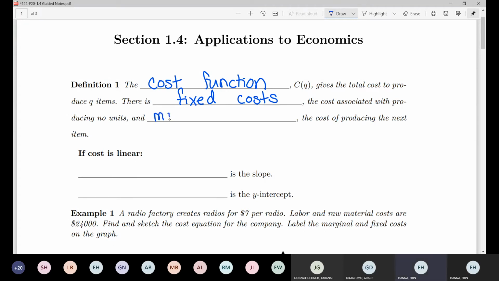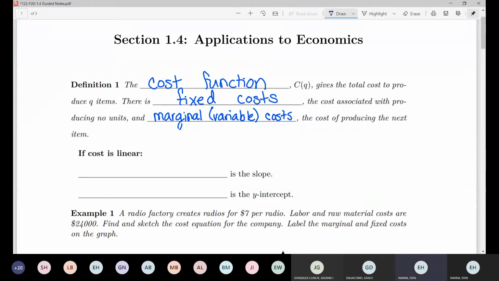And then we have marginal, which are also sometimes called variable costs. And this is the cost of producing the next item. So say you're crocheting blankets, and the amount of yarn you use for each blanket is worth $2. So for each other blanket you crochet, it costs you an extra $2. That would be the marginal cost in that scenario.